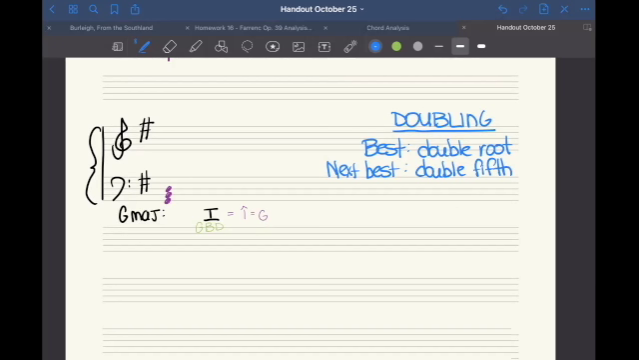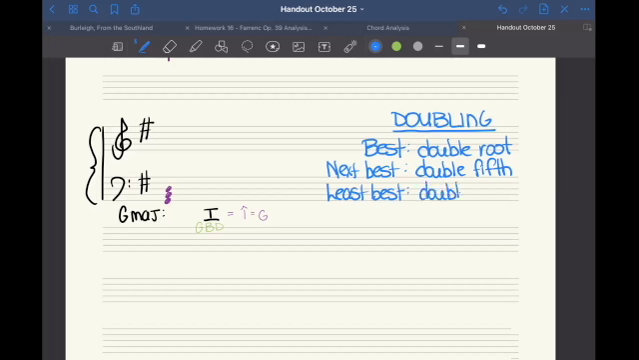And your least best, we try and avoid at all costs. It does happen sometimes, and it probably won't happen for y'all until theory 3, but your least best option is to double the third.